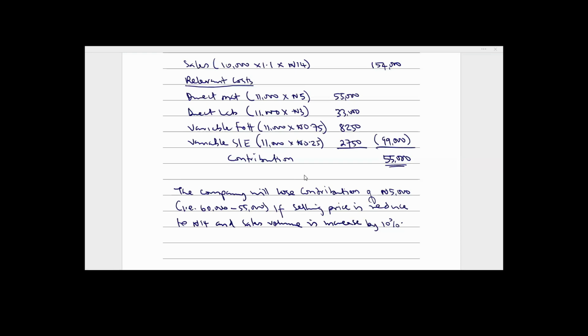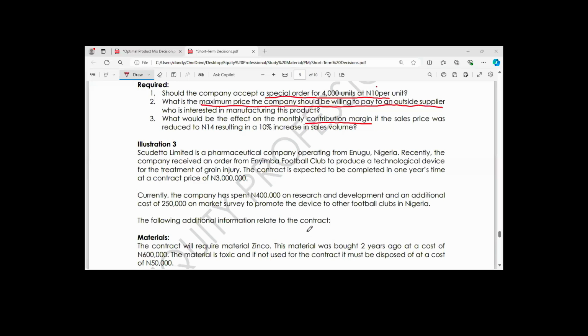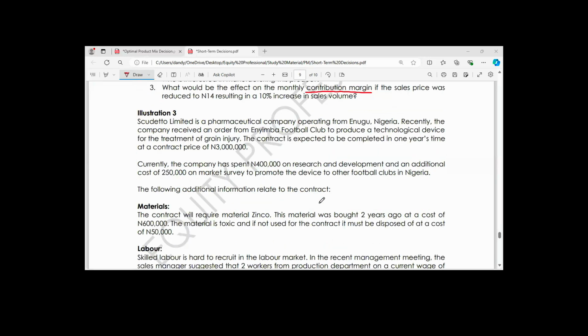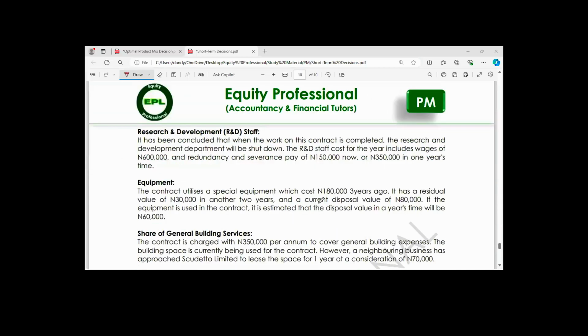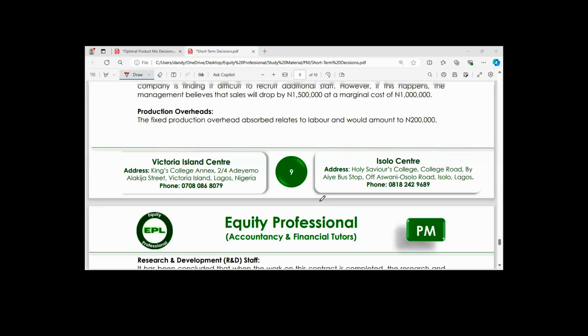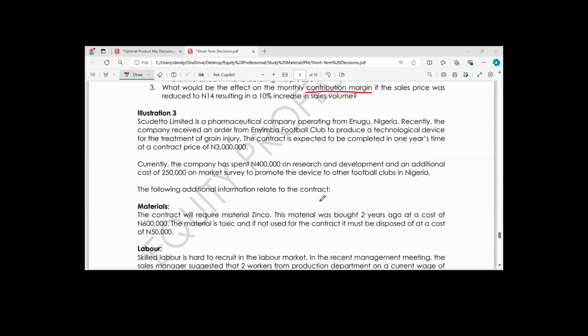So let's move to short-term decisions. Wow, time is fast spent. Okay, let's go through this question, illustration number 3. Then we should have some minutes to introduce you to optimal product mix. All right, so let's go to illustration number 3.